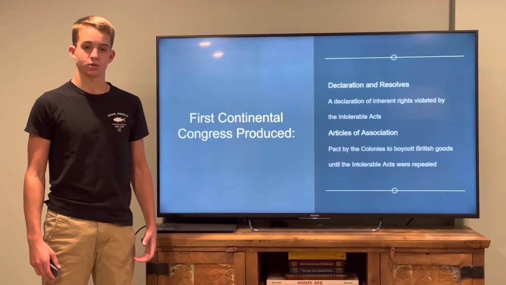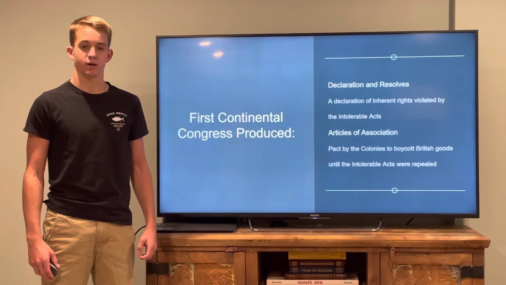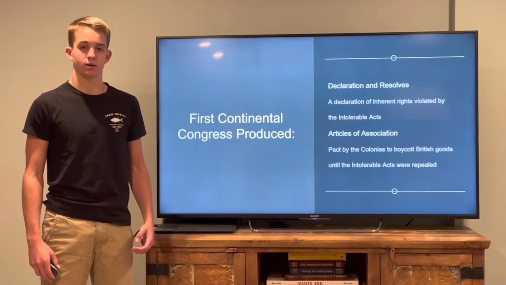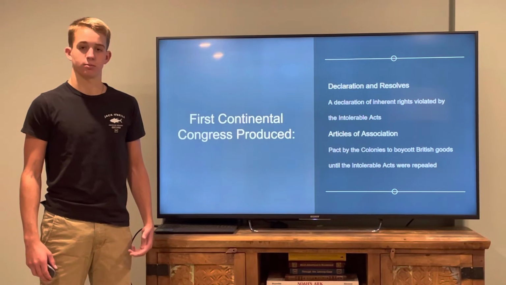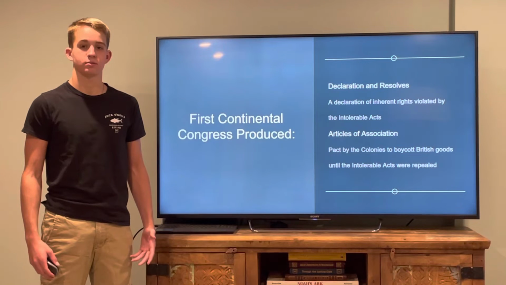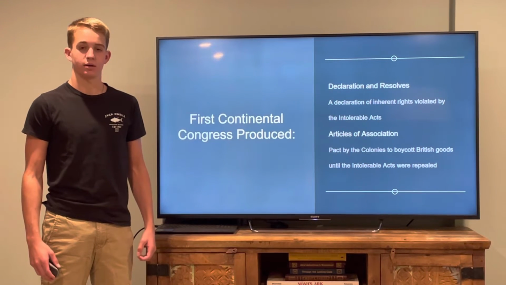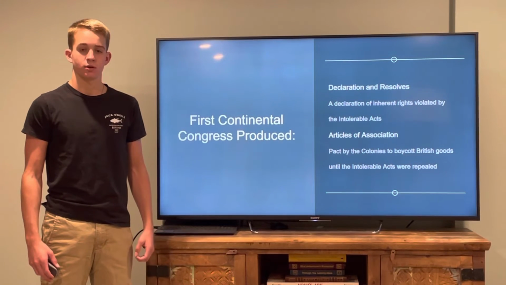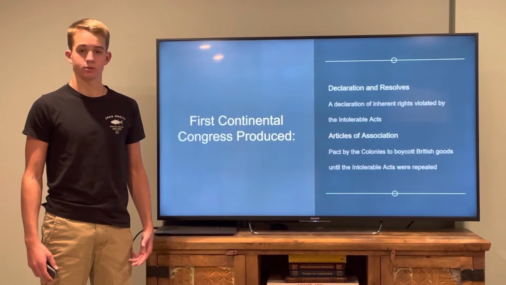The Declaration and Resolves was a document identifying the rights of the colonists which had been intruded upon by the Intolerable Acts. The Articles of Association, however, was a pact by the colonies to boycott any and all British goods until the Intolerable Acts were repealed.